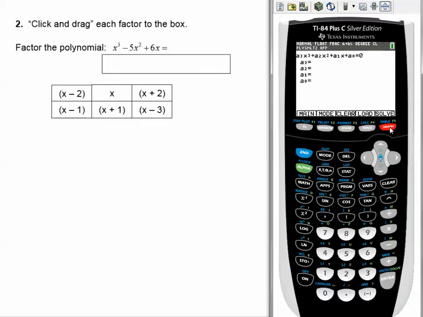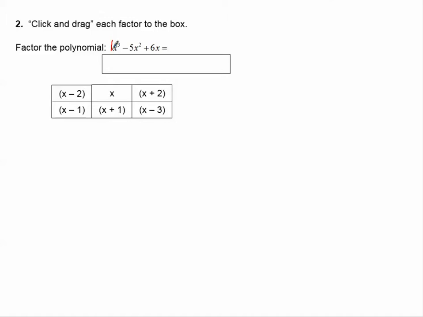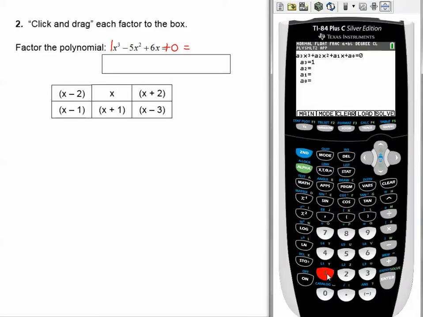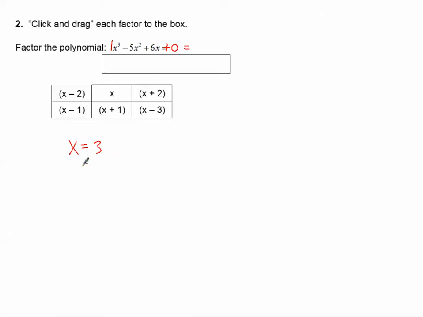And now I'm looking for 4 coefficients. Well, I see 3 of them. I see the 1, I see the negative 5, I see the positive 6. I'm going to put plus 0 at the end so that I can see all 4 of them. So I've got 1, enter, negative 5, enter, 6, enter, and 0, enter. I'm going to hit solve and it will solve for my 3 zeros. I have 3, 2, and 0. So I've got x equals 3, x equals 2, and x equals 0.